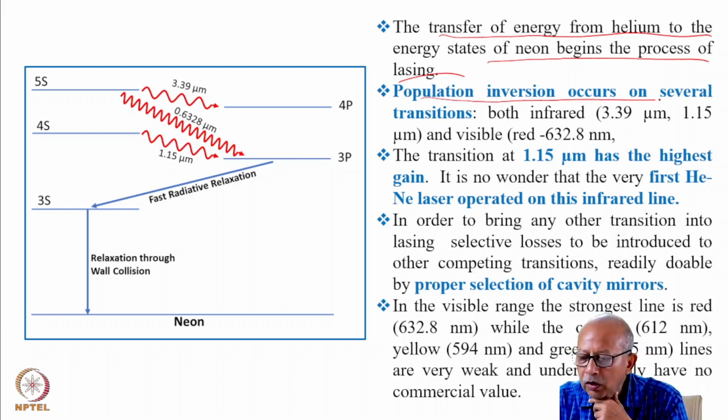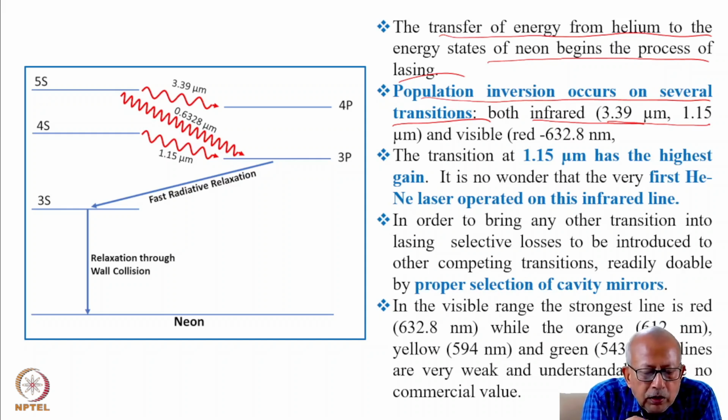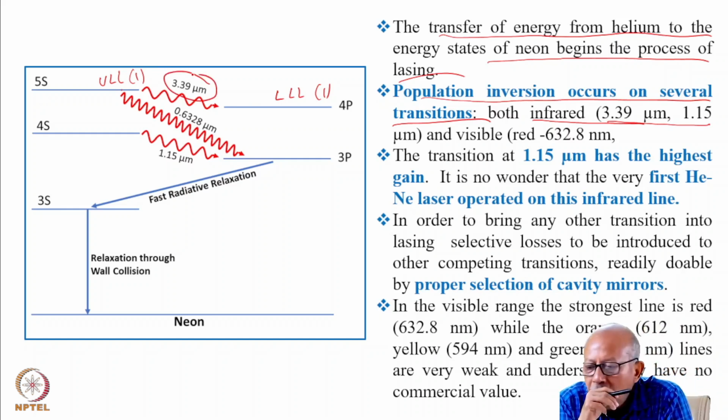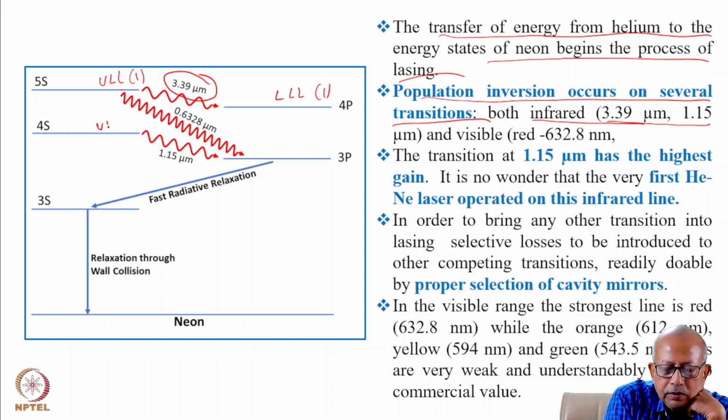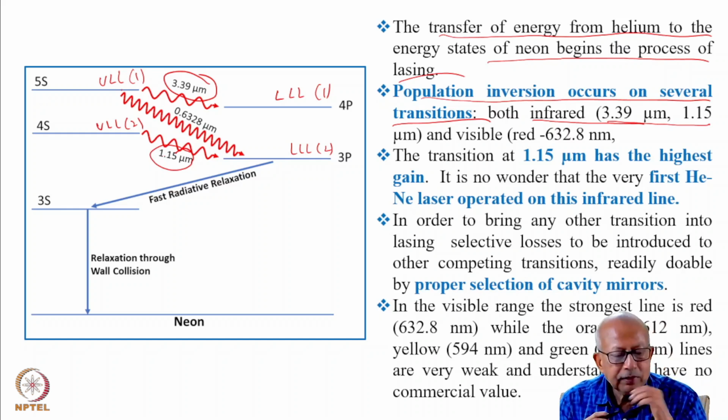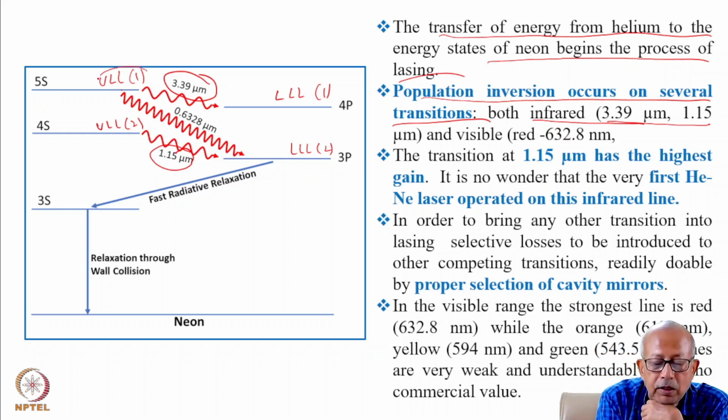Now, population inversion actually occurs here on several transitions, both infrared at two different wavelengths, 3.39 micron and 1.15 micron. These transitions basically occur between what we have called upper laser level 1 and lower laser level 1. Between this level and this level, there is an infrared transition which occurs at 3.39 micron wavelength. Then between upper level 2 and lower level 2, this transition gives a photon at wavelength 1.15 micron.